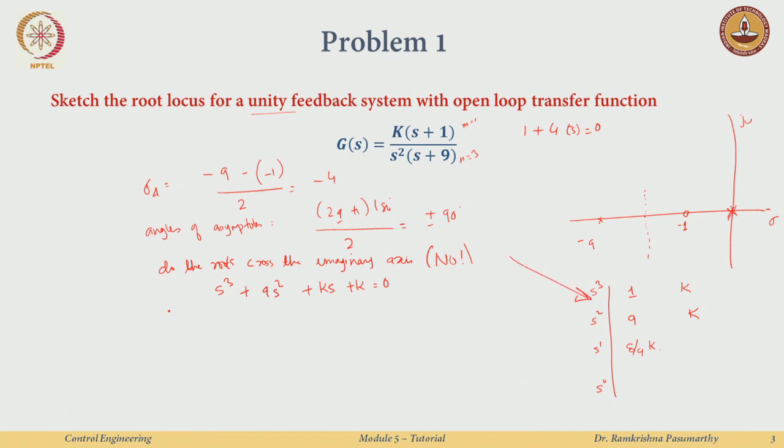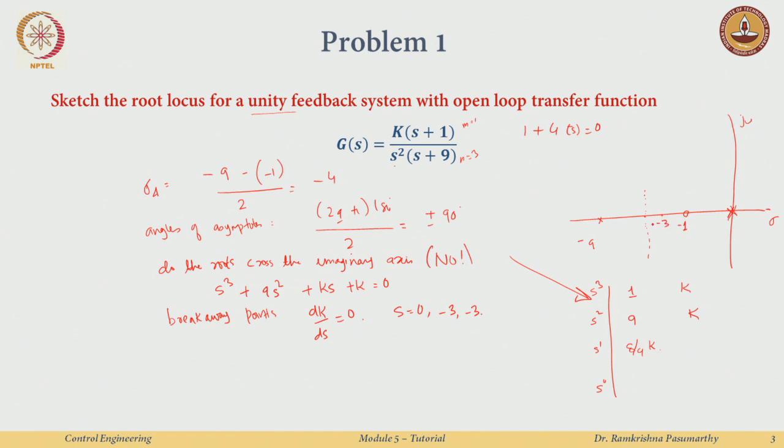Now the breakaway points. We just take dK by ds and equate it to 0. I will not do it, I think that should be easy to compute. So we will have s equal to 0, s equal to -3 and -3. You can already see there is a breakaway point because there are multiple roots here, and then you have 2 roots sitting here at -3.